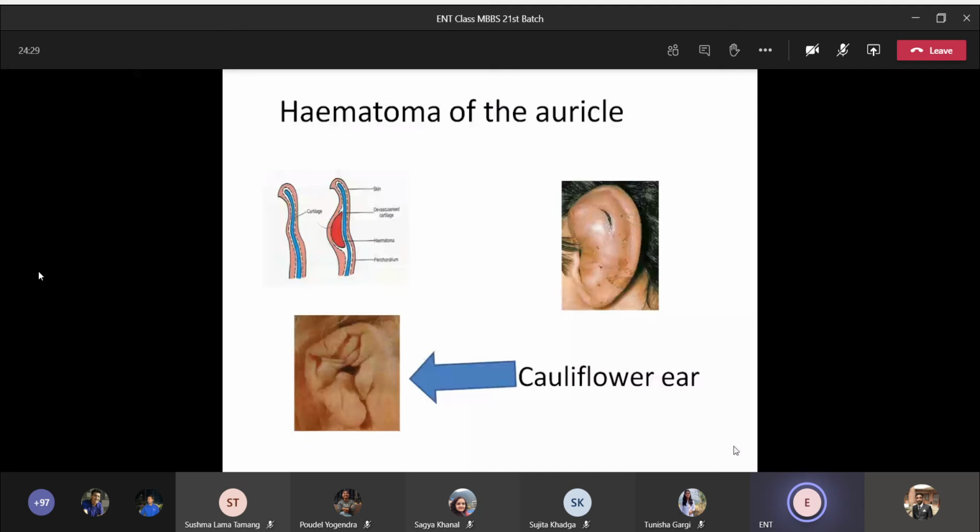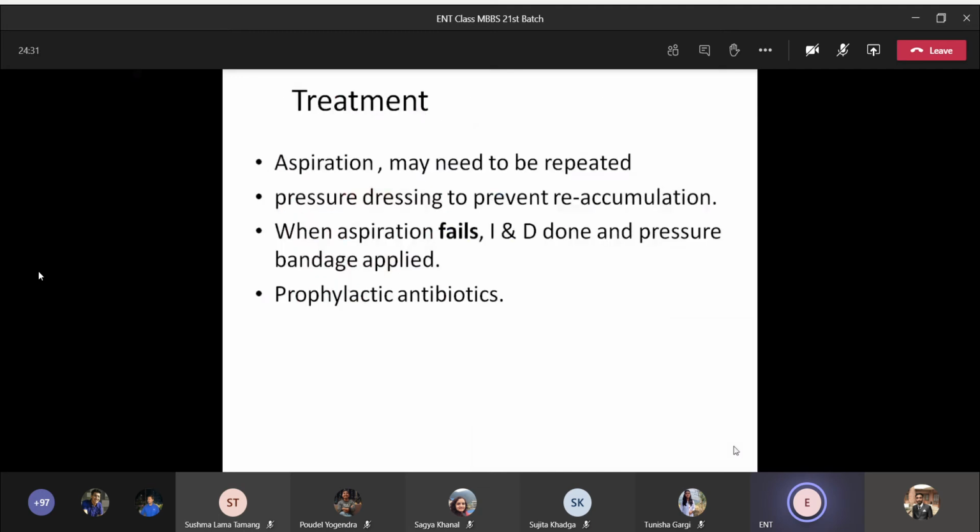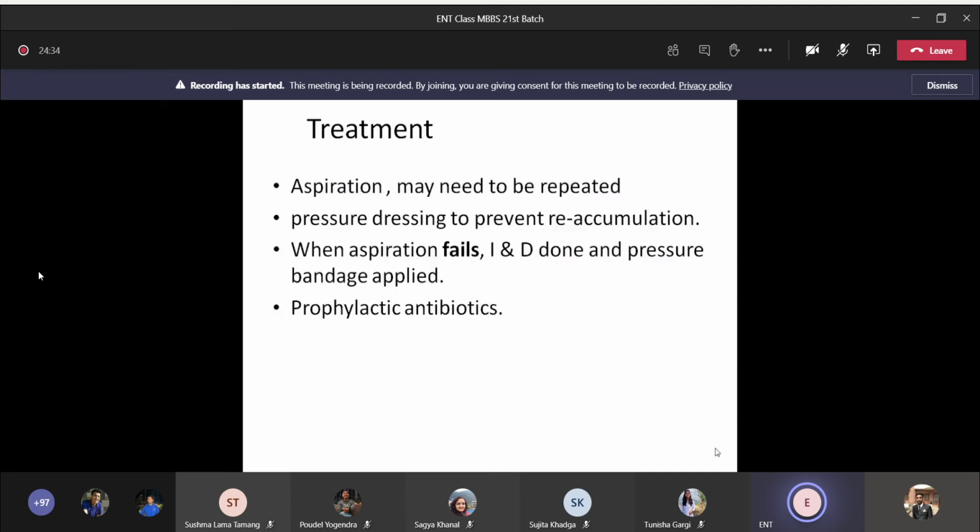Treatment: first we try aspiration. We get a wide bore needle and aspirate whatever is accumulating inside. After that, we put on pressure bandaging to prevent reaccumulation. If the aspiration fails, then we need to do incision and drainage and apply a pressure bandage. After that, we give prophylactic antibiotics. Keeping in mind that the cartilage is in close contact and that there could be perichondritis, we often give fluoroquinolones, the ciprofloxacin group of drugs.